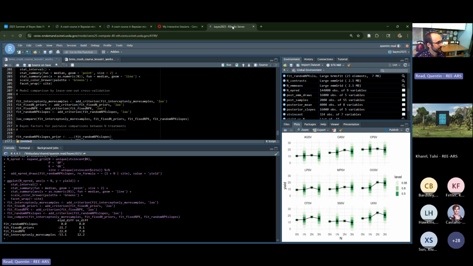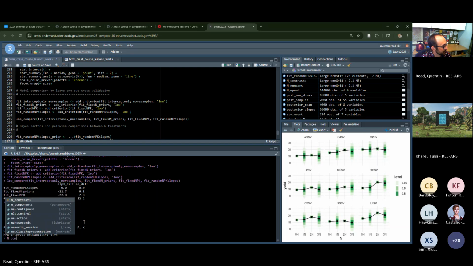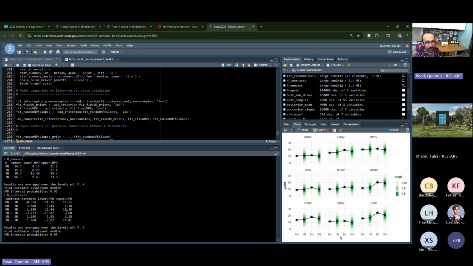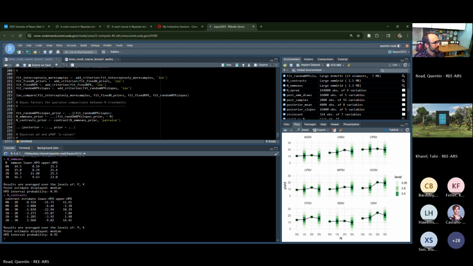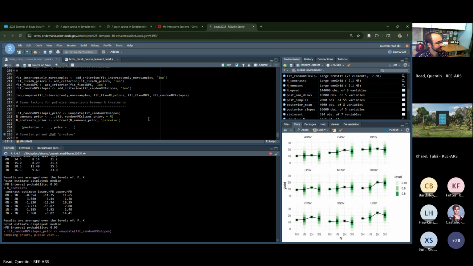So if that doesn't make sense, if you remember, if you type n_emmeans into the console, so here are our posterior distributions for the differences. I'm sorry, n_contrast is the one we want. Here are our posterior distributions of the differences between each pair of treatments. Let's get the prior distributions for those differences. We're going to use our unupdate, and that will get our prior distribution of the parameters of the model. So it says sampling priors, because that's what it's doing.